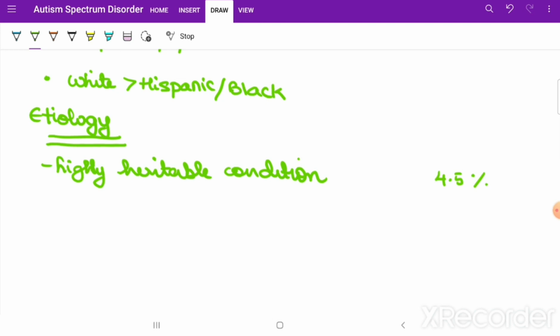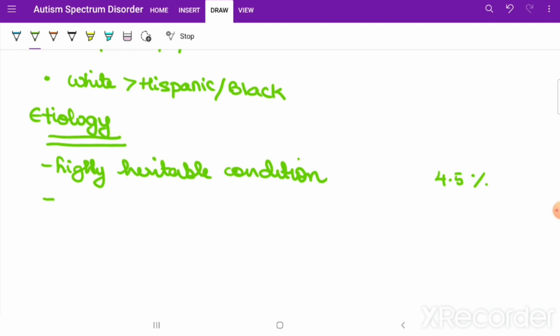And they have found that monozygotic twins have a higher rate of concordance than dizygotic twins, and this implicates the role of early developmental biological insults. Let me explain what this point means. They are saying monozygotic twins have a higher likelihood of having ASD than dizygotic twins. That is okay, but that risk is not 100%.